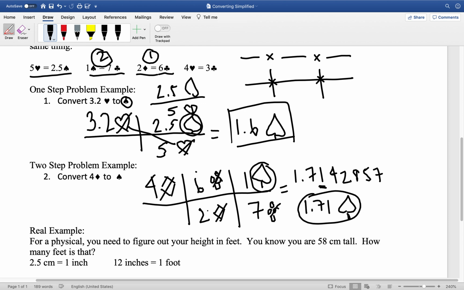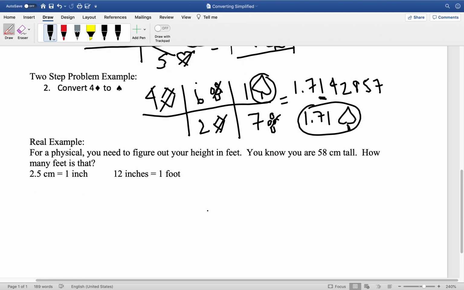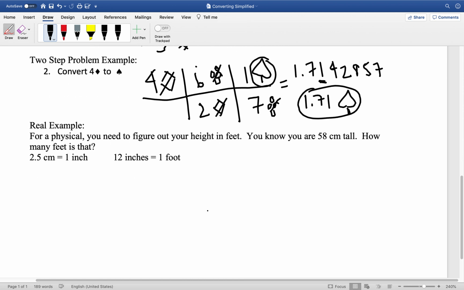So now let's do a real example. For a physical, you need to figure out your height in feet. You know you are 58 centimeters tall. How many feet is that? So again, whatever number is given is the number that you start with on the first line. So we're going to go 58 centimeters. That's what we're going to start with on the first line.